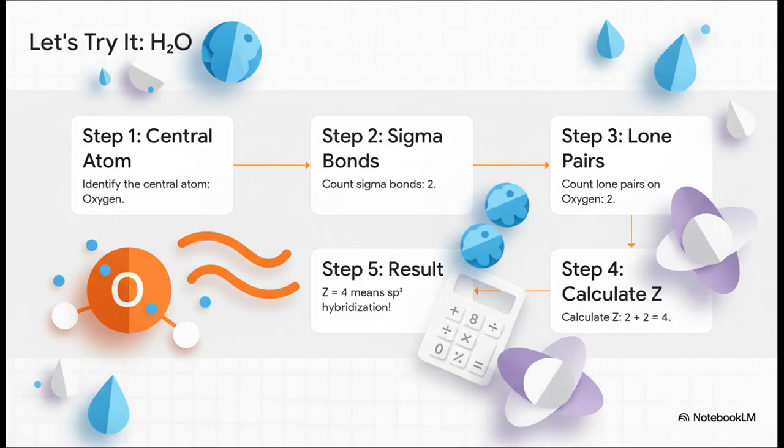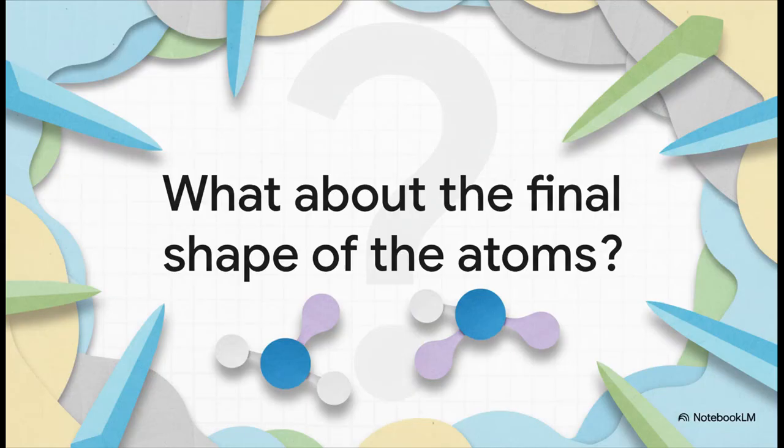Let's actually put it into practice right now with a water molecule, H2O. So the central atom is oxygen. How many sigma bonds does it have? 2, 1 to each hydrogen. And how many lone pairs does it have? 2 of those as well. So what's Z? It's 2 plus 2, which is 4. And what does a Z value of 4 mean? It means the oxygen in water is sp3 hybridized. See? It's that simple. So we've cracked it.